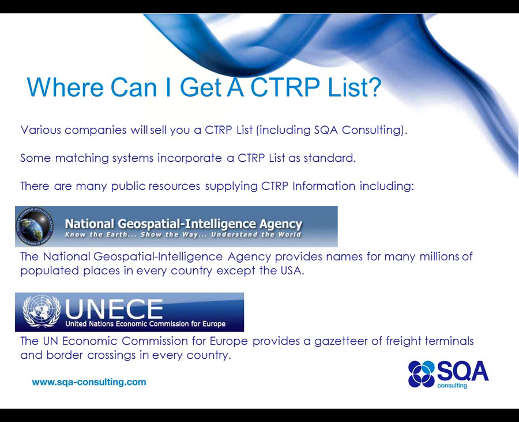UNECE, the United Nations Economic Commission for Europe, and don't be put off by the For Europe, because this is a global organisation, produce a very handy gazetteer of freight terminals, which can supplement that. It gives you the P in CTRP for ports, and that will give you road, rail, air and sea terminals and border crossings, which are obviously very important for your trade finance operations, because they're the ones that are going to be more likely to be listed on shipping manifests.